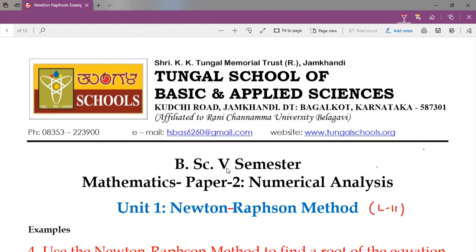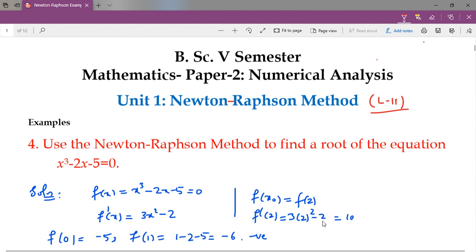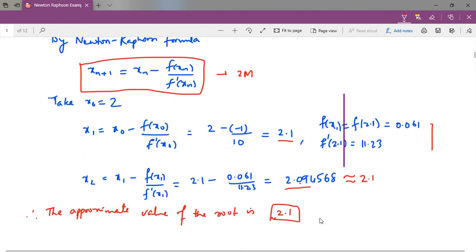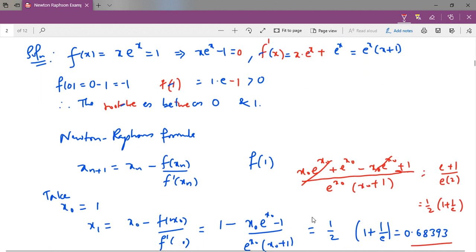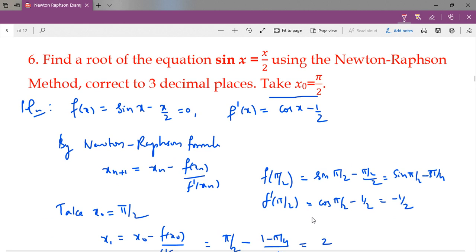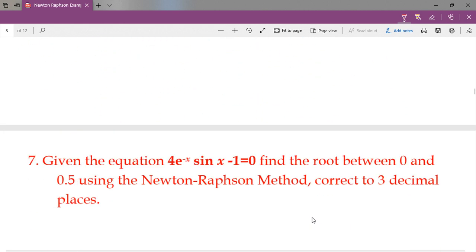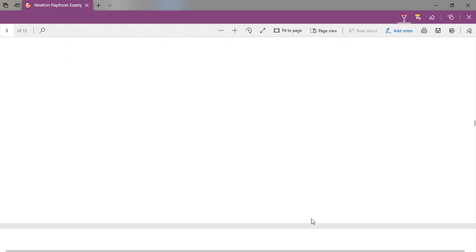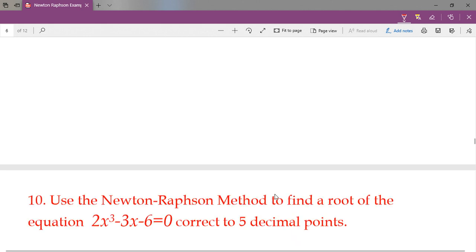Hello everyone. This is the 11th lecture on numerical analysis, paper 2 of BSc 5th semester. So far we have seen the Newton-Raphson method and about 10 examples on it. We shall continue with a few more very important problems in this lecture, and we conclude the Newton-Raphson method in this lecture. So far we have done some 12 problems, I think. Now let us continue with the next example.